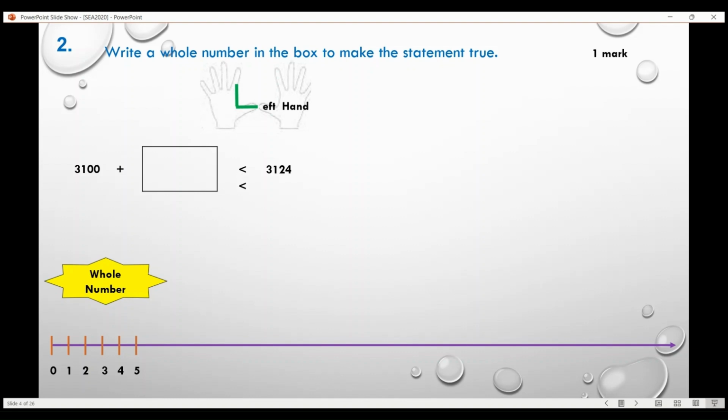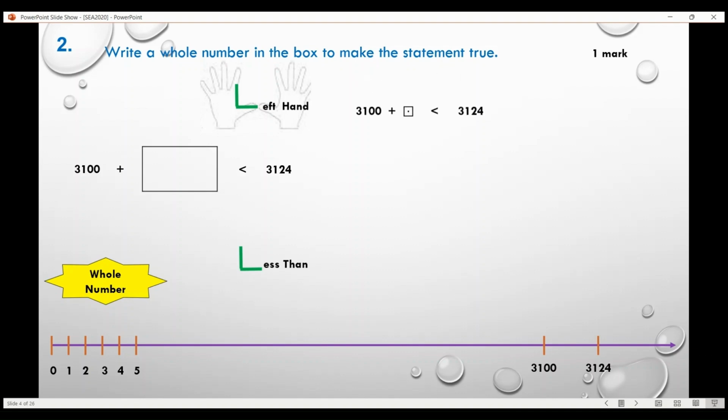Similarly, let's think of it mathematically. Let's do the same shape again and rotate it. So L is for left hand and L is for less than. This indicates that the question is stating 3,100 plus some number, which is a whole number, is less than 3,124. So let's bring that up on the number line. We can see 3,100 and 3,124. We need to figure out what whole number fits in between to connect one to the other, where one side is less than the other.